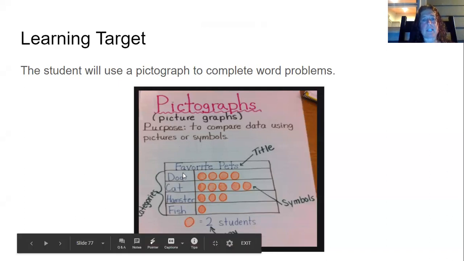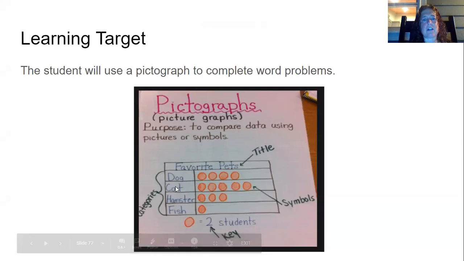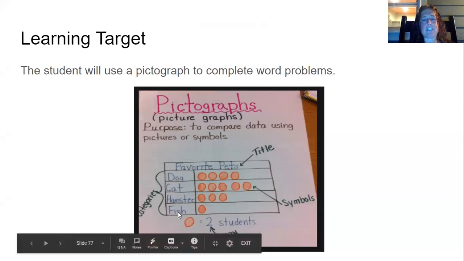This pictograph's title is Favorite Pets. The categories are dog, cat, hamster, and fish, and every circle equals 2 students. Don't forget to check this key. The key is very important because it tells you how much each symbol stands for. Sometimes it's not just one.